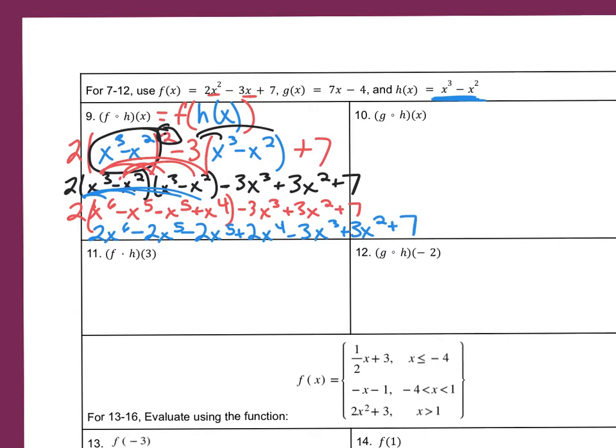Because now I'm just going to combine all of my like terms. So when I do that, I've got one term with x to the 6th, which is 2x to the 6th. We've got 2 terms with x to the 5th, so that becomes negative 4x to the 5th, plus 2x to the 4th, minus 3x cubed, plus 3x squared, plus 7. And that is it for that one.